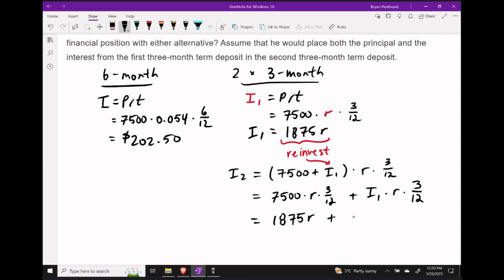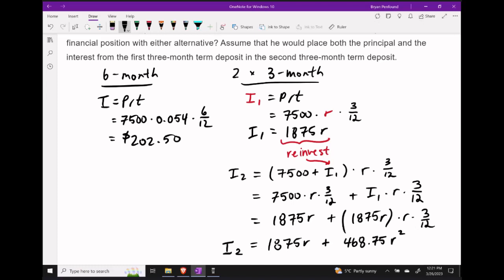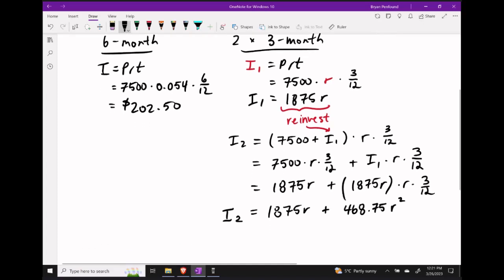Next, let's make a substitution. We know what I1 looks like. It's 1,875 times our rate R. And if we multiply 1,875 times 3/12, we should get 468.75. And then we need to multiply our 2 r's together. We're going to end up with r squared. So this value is I2. This is the amount of interest I expect to earn after the second 3-month time step.